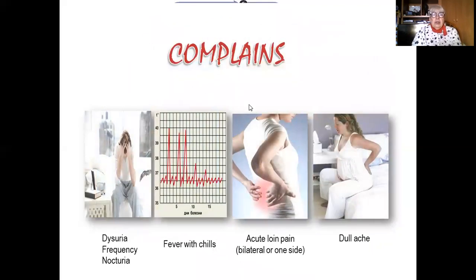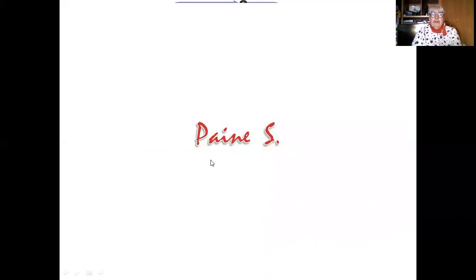As to the main complaints, for the first, it will be disorders of urination: dysuria, frequency, nocturia. There may be fever with chills in some cases. What about pain? It may be acute loin pain, dull ache, bilateral or one side. Let's go on to the typical signs of kidney pain.